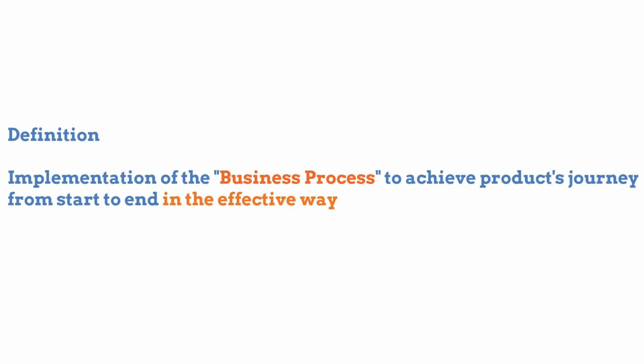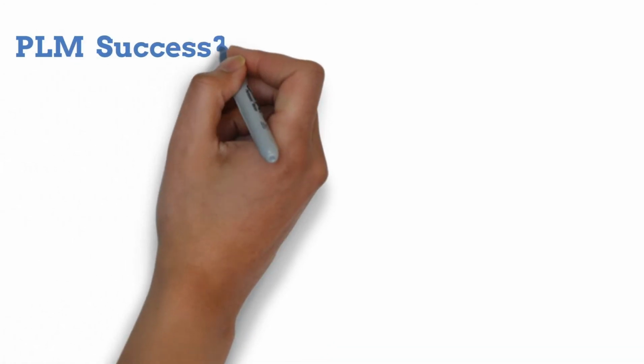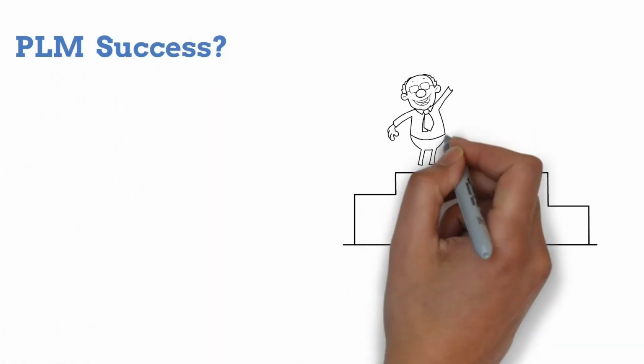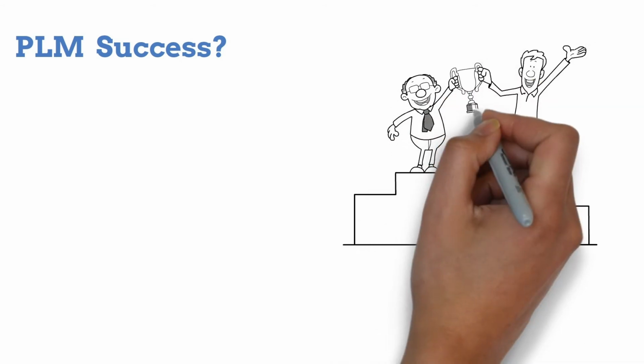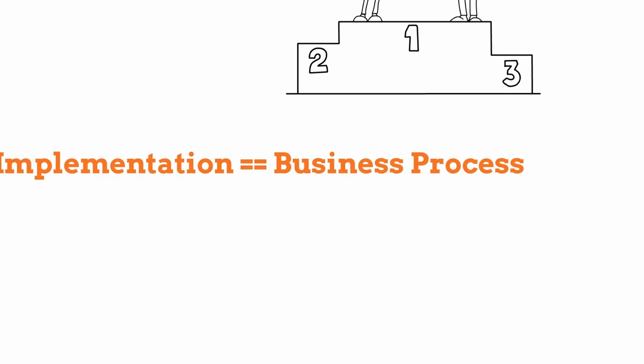So let's understand what is PLM. PLM is an implementation of the business process for any organization to achieve product journey from start to end in the most effective way. But before we talk about the PLM, we need to understand the product journey in any company. Our PLM implementation success will be measured by how close we implement this product journey using the PLM tools. How do we define the product journey?